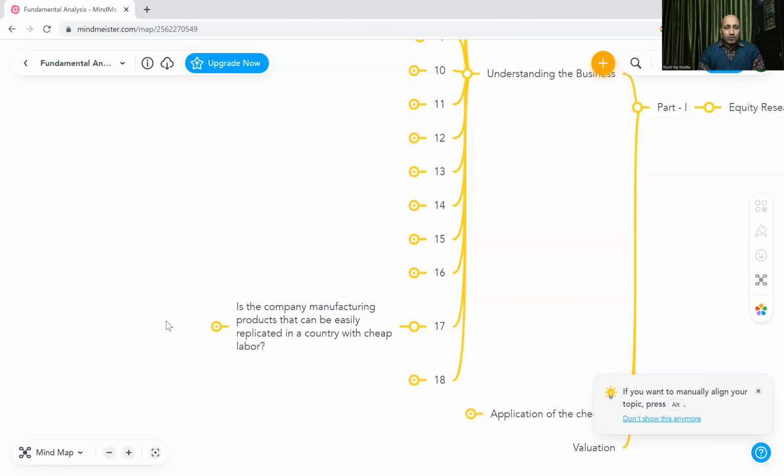Is the company manufacturing products that can be easily replicated in a country with cheap labor? Then it is a red flag. They must have something which cannot be easily replicated. Then only do they have their moat. Otherwise, if anyone can easily replicate, then they will be sitting on a time bomb, and any company can come and replicate the product and they will be out of business.